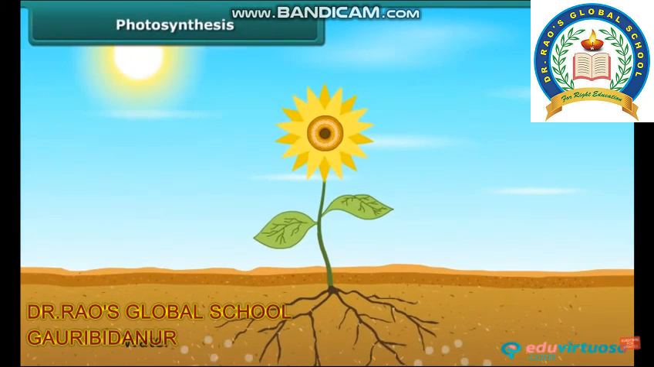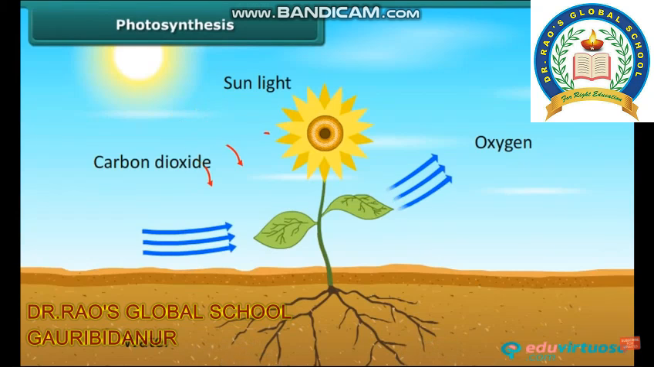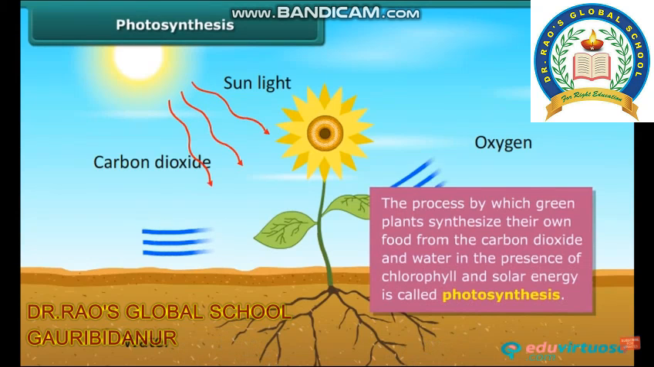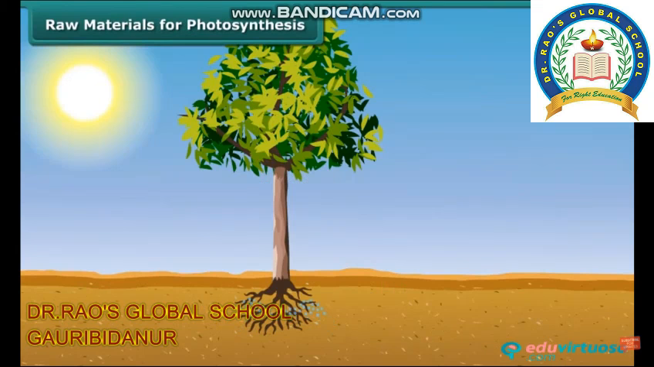Plants synthesize their own food. But do you also know how they synthesize their own food? Photosynthesis is the process by which green plants synthesize their own food from carbon dioxide and water in the presence of chlorophyll and solar energy. Water, minerals, and carbon dioxide are the raw materials for the synthesis of food.